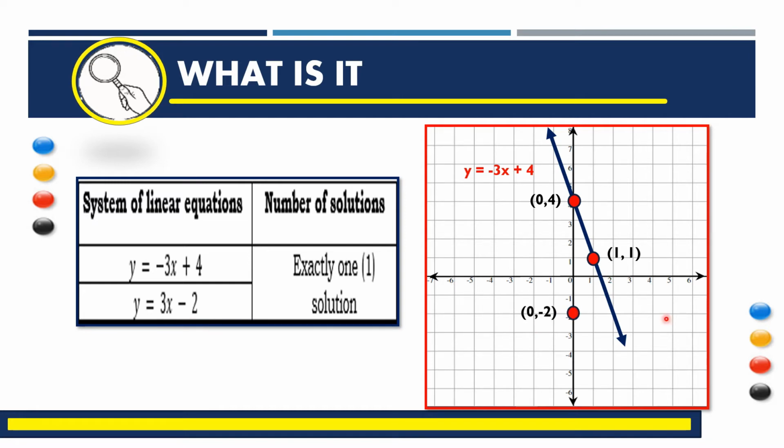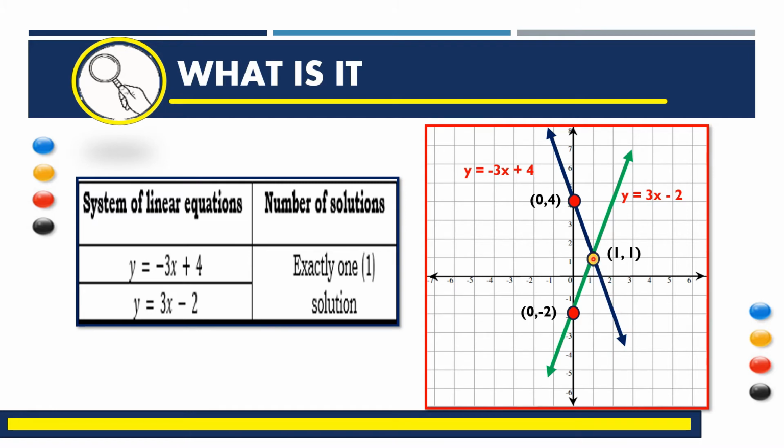And let's plot. So we have here the coordinate 0, negative 2. And since the slope is positive, what are we going to do? Remember? Yes, we have to go up 3 units upward from the coordinate of the y-intercept. So 1, 2, 3, and 1 unit to the right. So we have here 1, 1. And this is the graph of y is equal to 3x minus 2.